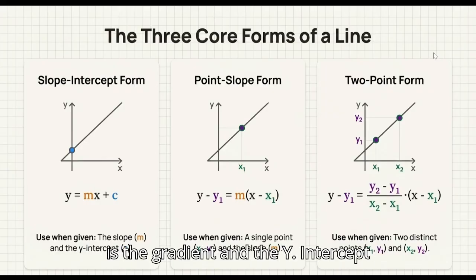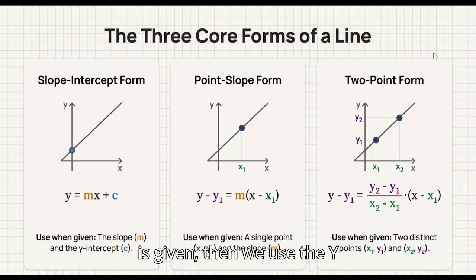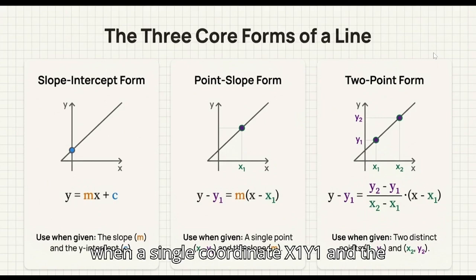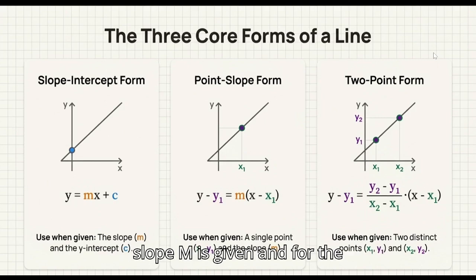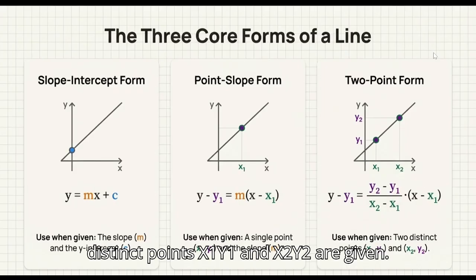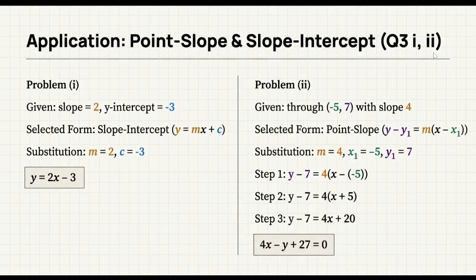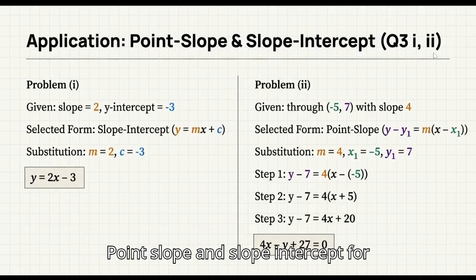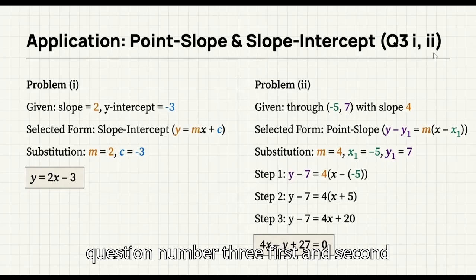Okay, the slope-intercept form. When the slope, which is the gradient, and the y-intercept are given, then we use the y equal to mx plus c form. For the second form, we use it when a single coordinate (x1, y1) and the slope m are given. And for the third, it is used when two distinct points (x1, y1) and (x2, y2) are given. Point-slope and slope-intercept for question number 3, first and second part.